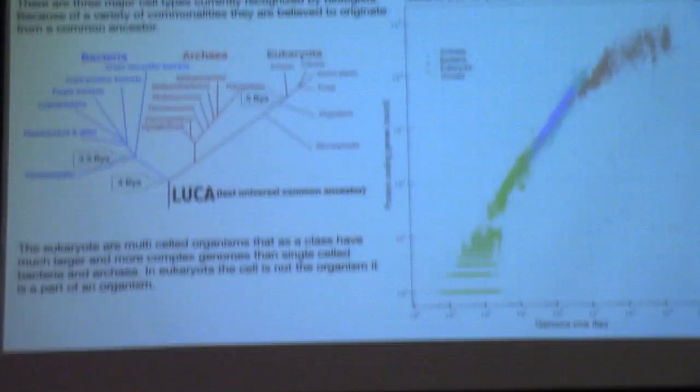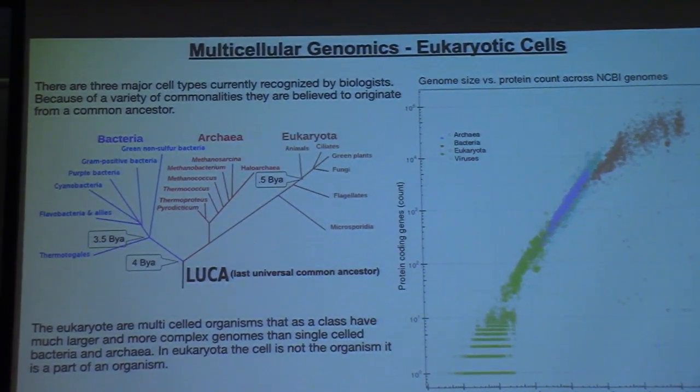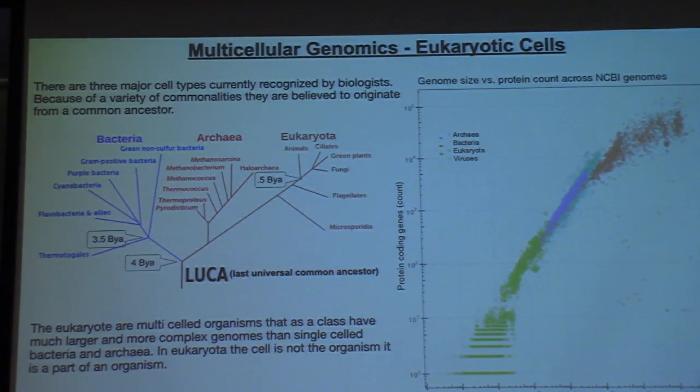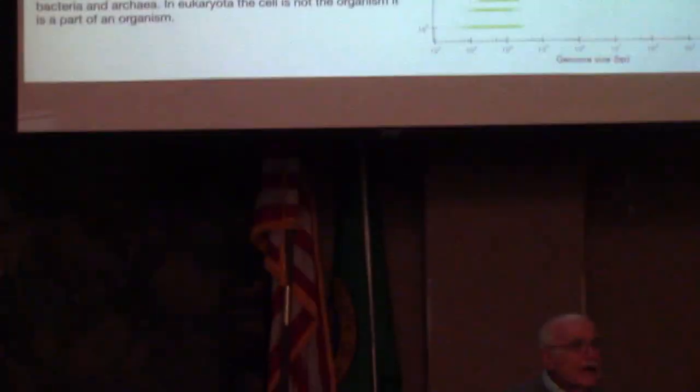So there are, as you have been told repeatedly by me, those 3 major cell types recognized by biologists: single-cell creatures, bacteria and archaea, and the multi-cell, which go by the name of eukaryota. The etymology of that word, karyota, has to do with the nucleus of a cell that you find in eukaryotes.